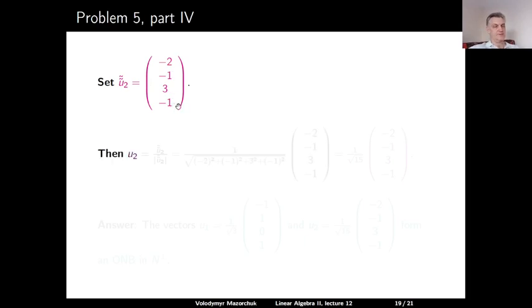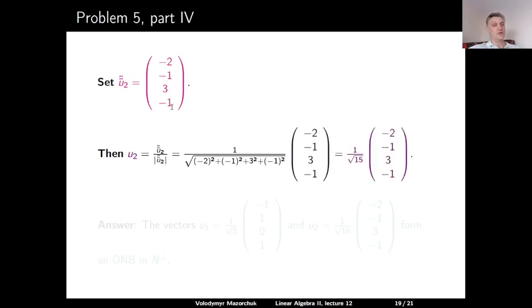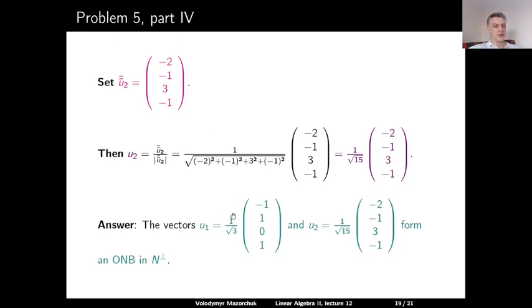And we normalize it. So the second basis vector is the vector u2 tilde divided by its length, which is (minus 2, minus 1, 3, minus 1) times 1 divided by the square root of 4 plus 1 plus 9 plus 1, which is the square root of 15. And now we have the answer that the vectors u1, which is 1 divided by the square root of 3 times (minus 1, 1, 0, 1), and u2, which is 1 divided by the square root of 15 times (minus 2, minus 1, 3, minus 1), form an orthonormal basis in the orthogonal complement to N.